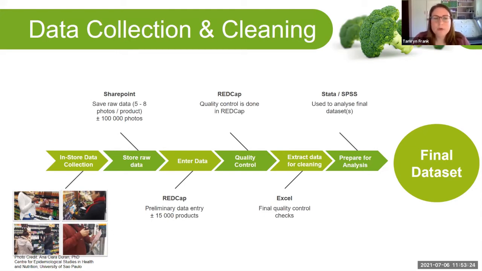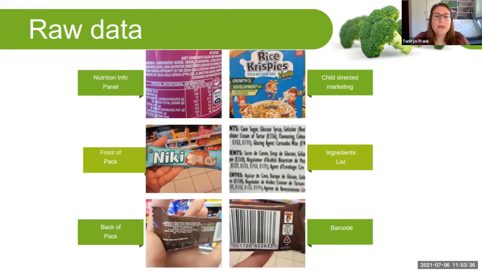And then within REDCap, we're also able to do quality control of the data that has been entered. And thereafter, we will export it out and do final cleaning and then analysis of the data. So this might be the raw data on food products that we will enter. Our data enterers will have a look at the nutrition information panel and into REDCap capture the grams of protein or sugar or energy. They will type all the ingredients from the ingredient list and enter the barcode as a unique identifier and so on.